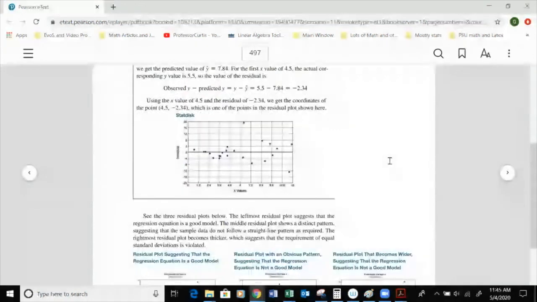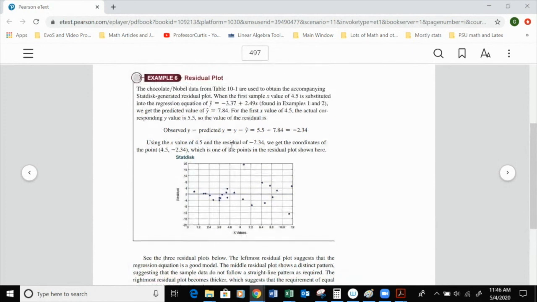And here's what one looks like. You can see how they sort of cluster around 0. This is the typical way to do it. The x-axis will look exactly the same, and each of these x values is exactly where it should be. I think these are the chocolate Nobel data.